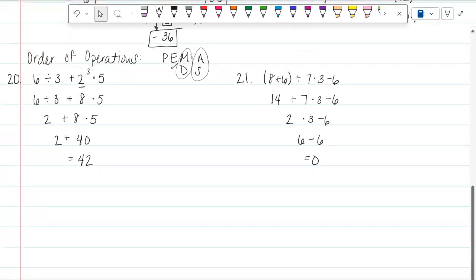I've got another example written out here. If this is something that you need for problem number 21, you can go ahead and pause the video and look and see what I did.